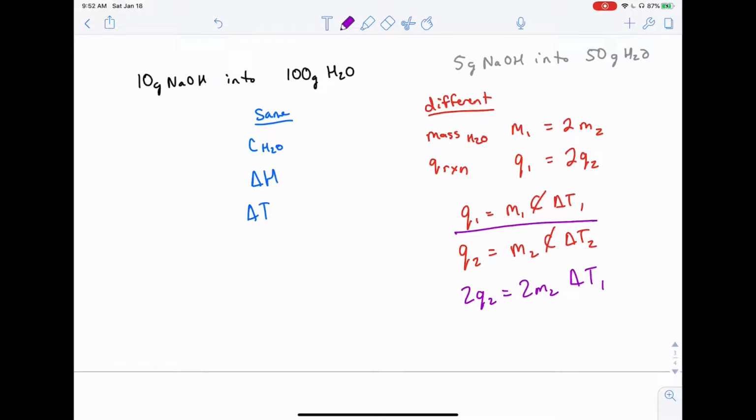Okay, let me say it again. We've established that the mass of water in the first system is twice as much as the mass in the second system. And we've established that Q is twice as much as well. So all I've done is substitute these values into the Q1 equation here. Now, if I do that and simplify, guess what I get? Q2 equals M2 times delta T1. So that means delta T1 has to be equal to delta T2, because they're both equal to each other.